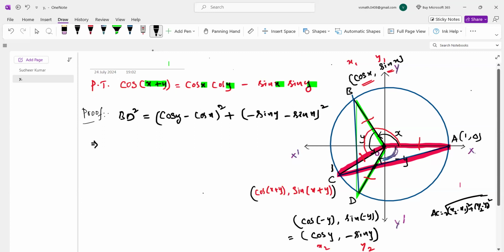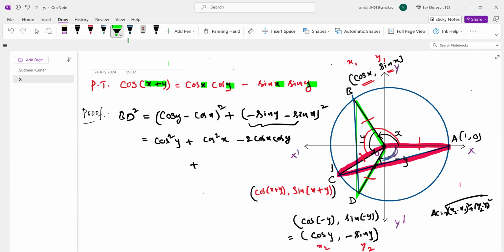Now we can write this as, it is in the form of (a minus b) whole square. So the result is cos square y plus cos square x minus 2 cos x cos y plus, here let us take minus common. So it becomes minus of (sin y plus sin x). So minus square is positive.